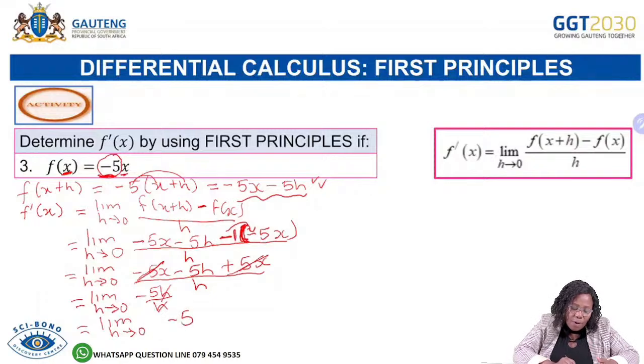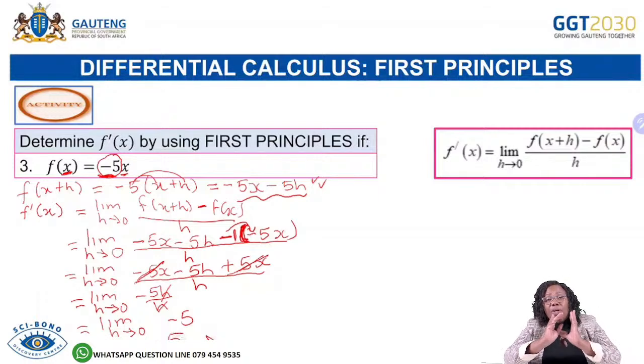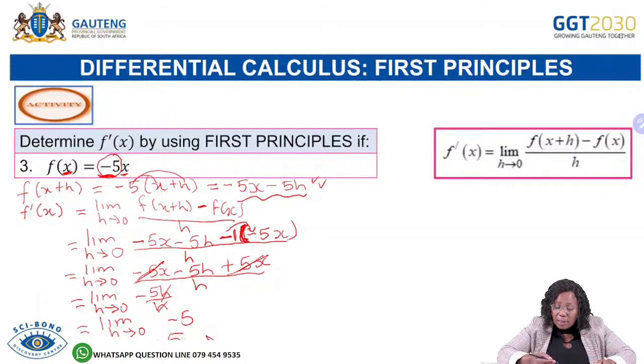Therefore, look at the answer now. When you write an answer, you write only minus 5. You don't write a limit anymore there. So your limit disappears on your final answer, grade 12. Only on your final answer.